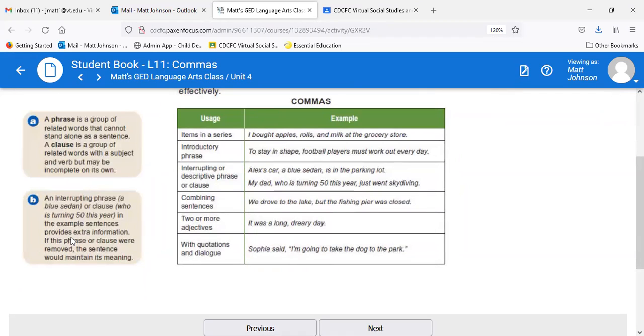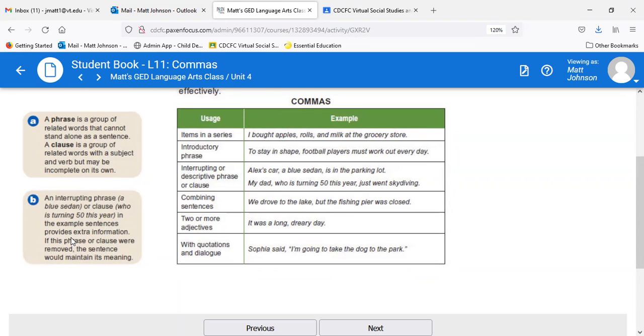Quotations. So again, thinking about separating a unit, right? Just like all these other ones. So Sophia said, I'm going to take the dog to the park. And we separate the quotation with a comma.